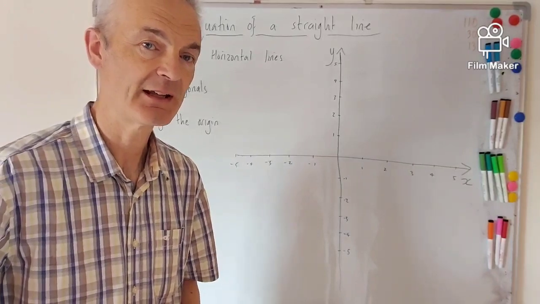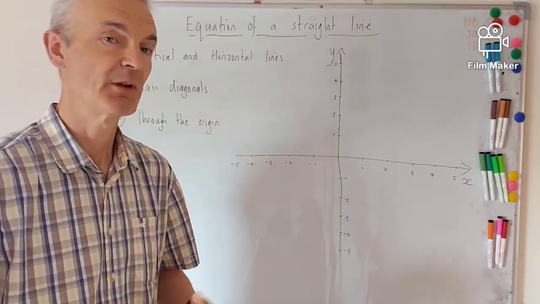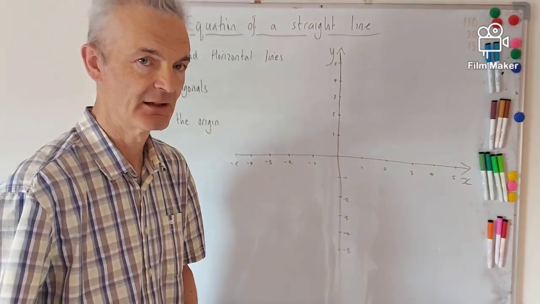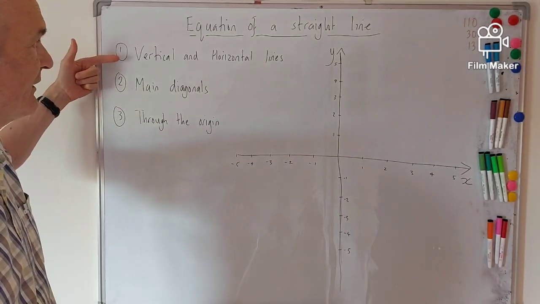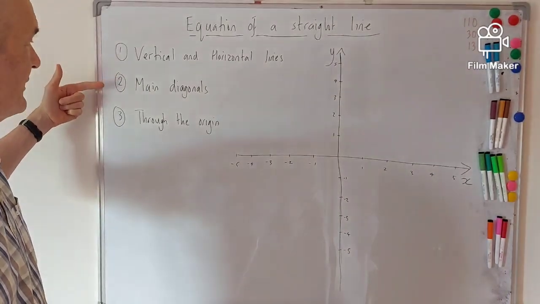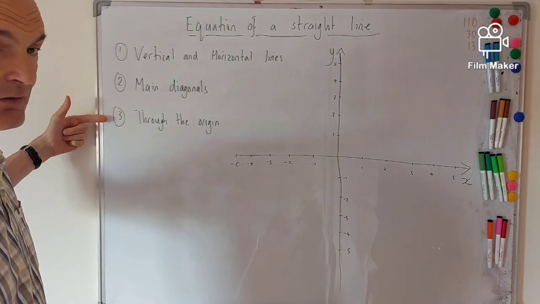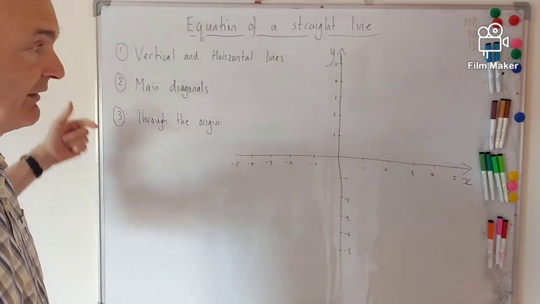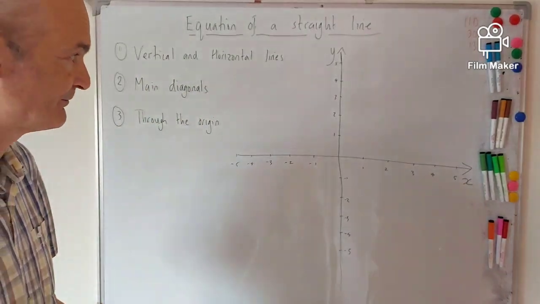Today I'm going to be looking at equations of straight lines, but I'm only going to be looking at the basics today, nothing particularly difficult. So these are the three things that I intend to look at: just vertical and horizontal lines, the main diagonals, and lines that go through the origin, what they're going to look like as equations. So let's start with vertical and horizontal lines.